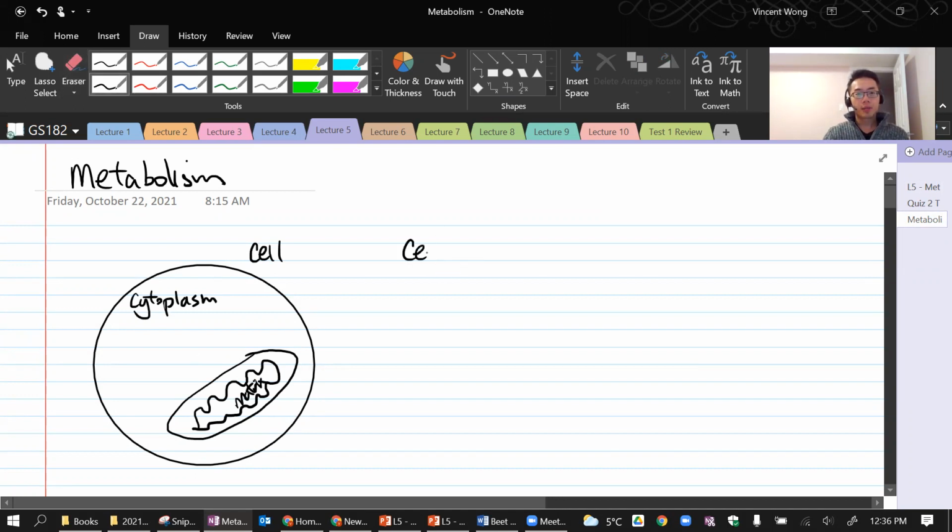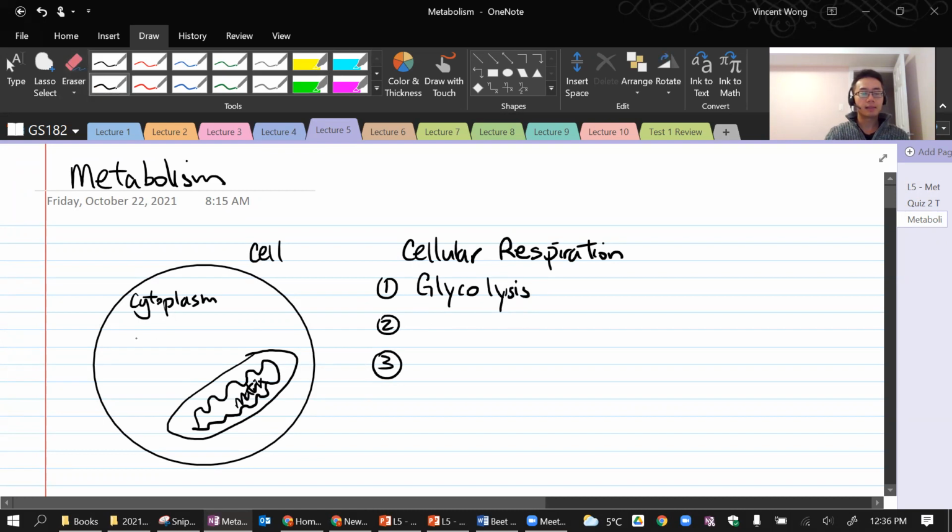So cellular respiration, the equation that we just looked at, that's the overall equation for cellular respiration. It is broken down into 4 phases, 4 stages. Okay? First stage is glycolysis. Glyco is sugar. Lysis is breaking. So you're breaking down the glucose. Okay? So that happens in the cytoplasm.